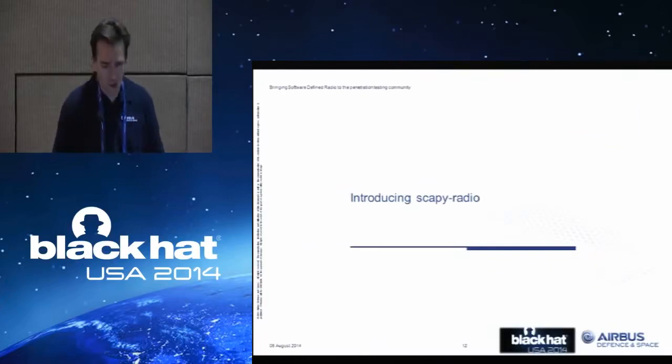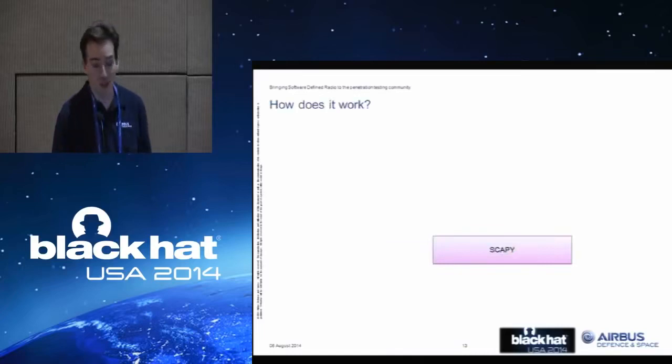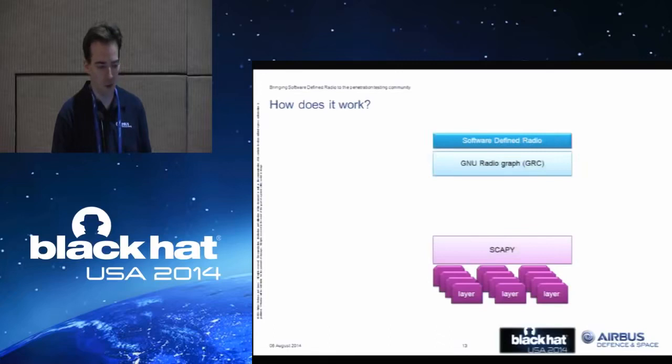So let's talk about our tool, Scapy-radio. How does it work? It works with Scapy, of course. A lot of layers implementing your packets for the given protocols. You have your software-defined radio on the other side with a GNU Radio graph, the GRC. GRC is the file from the picture with the blocks connected. This is the file produced by GNU Radio Companion, and this is the flow graph to process your packets. Scapy will fork to launch GNU Radio in the background, given the RF protocol you want to launch.